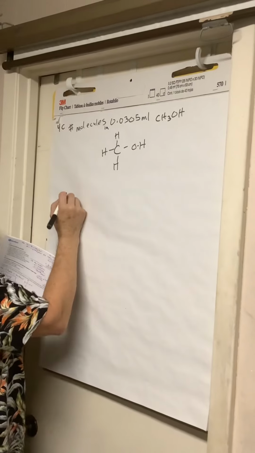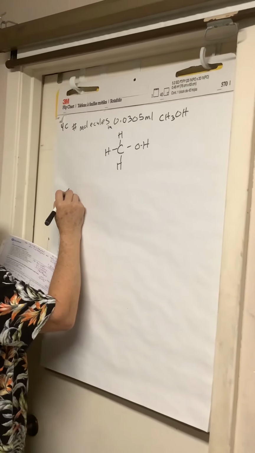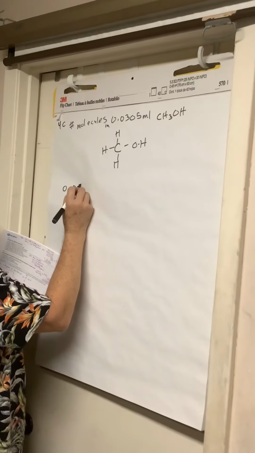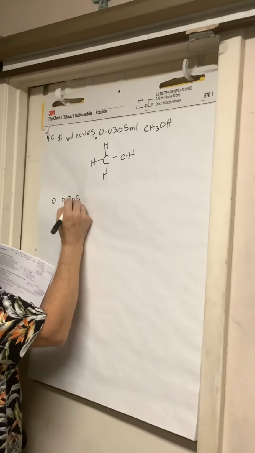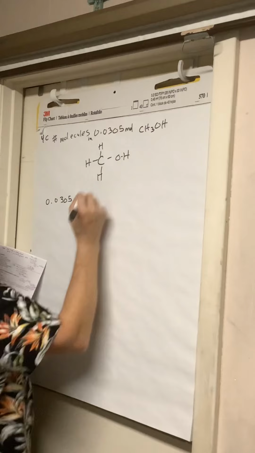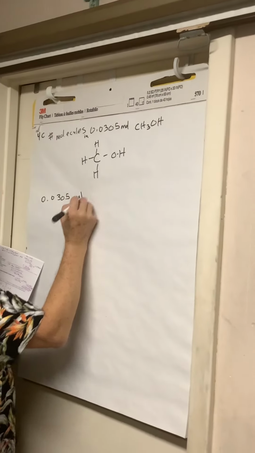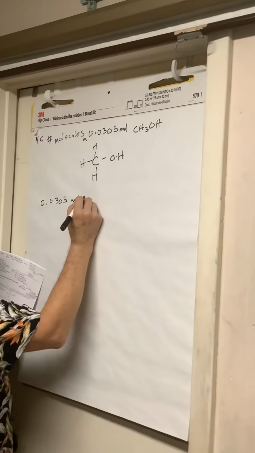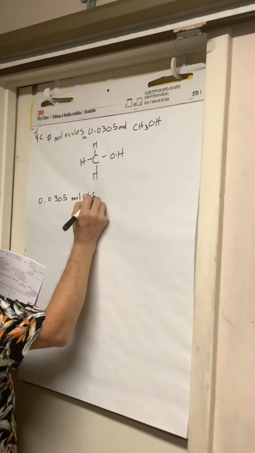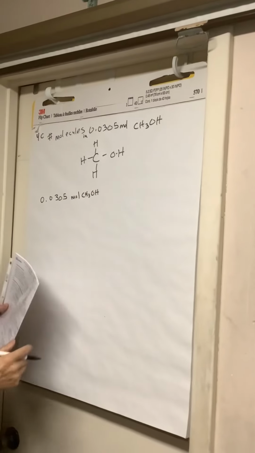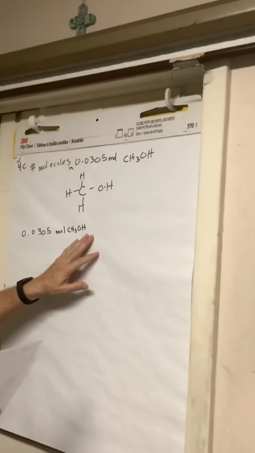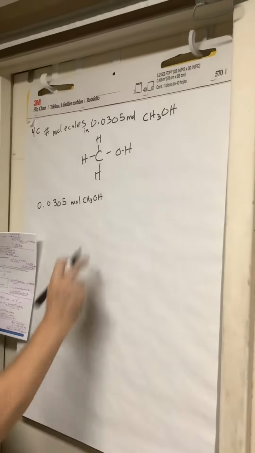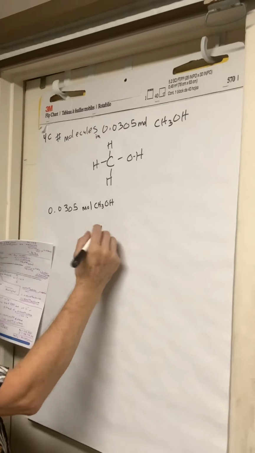So I know that 1 mole, well, write down what you know. I have 0.0305 mole of methanol. CH3OH is really the way I was taught to write it. You can write it CH4O. But this gives you some structural information about it.